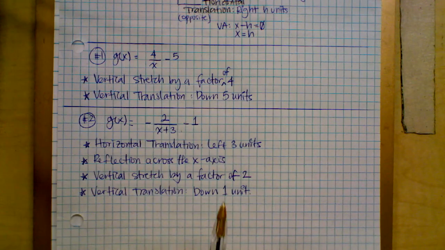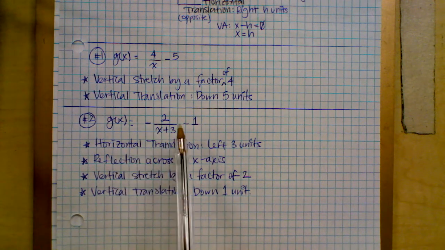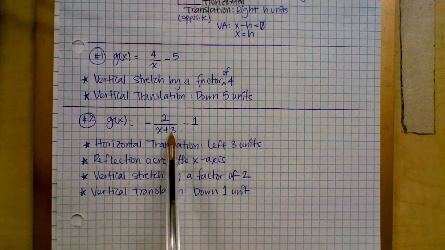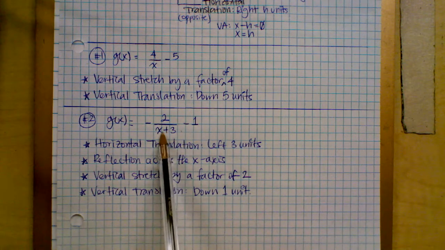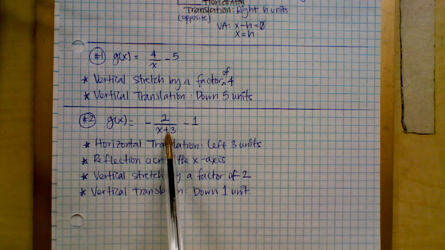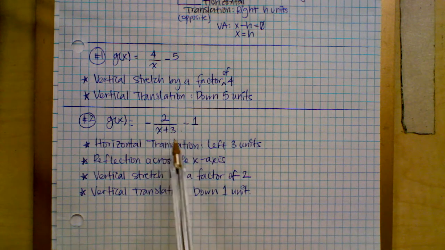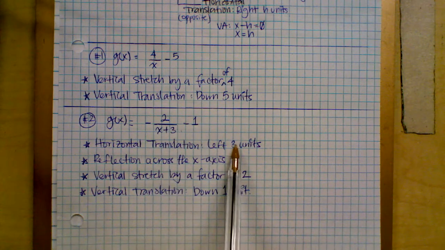Okay, so here we can see that you now have 4 transformations, and the order matters. So that's why I started with the horizontal translation. I see a number being added to the x, so it's going to be a horizontal translation, and it's going to be the opposite of the sign that you see. So if you see plus, don't assume that you're moving to the right, it's going to be the opposite, it's left, and it's 3 units.